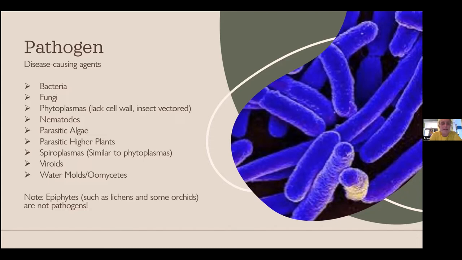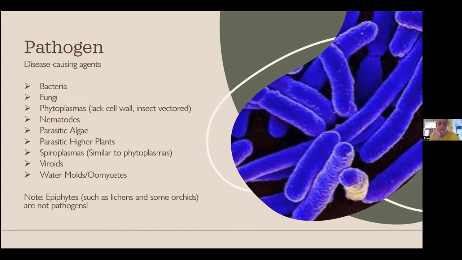They can include bacteria, fungus, phytoplasmas, which are little cells that lack a cell wall that are vectored by insects. And I have some really good examples of those coming up. Nematodes, which are tiny microscopic worms that are found pretty much everywhere outdoors. Parasitic algae, higher parasitic plants, so that could include things like mistletoe.